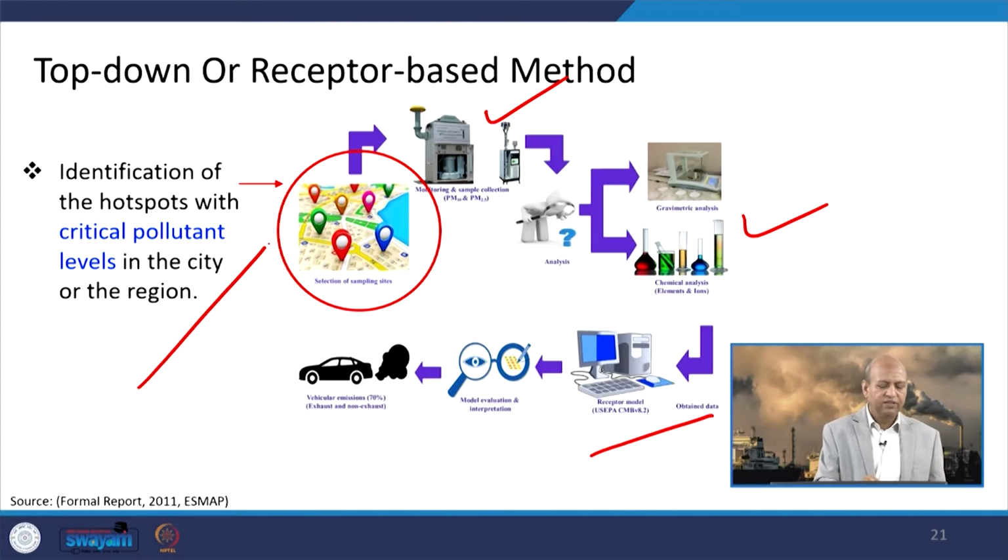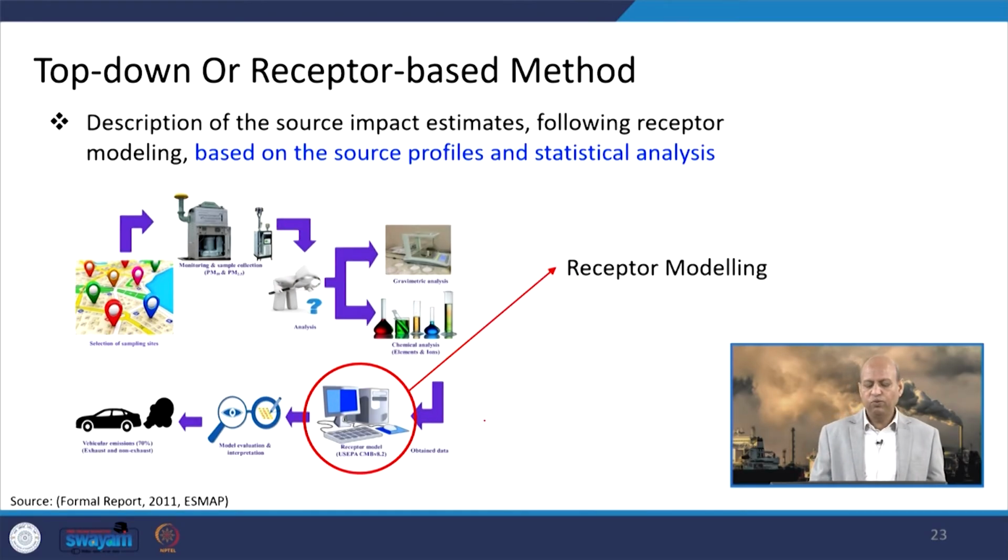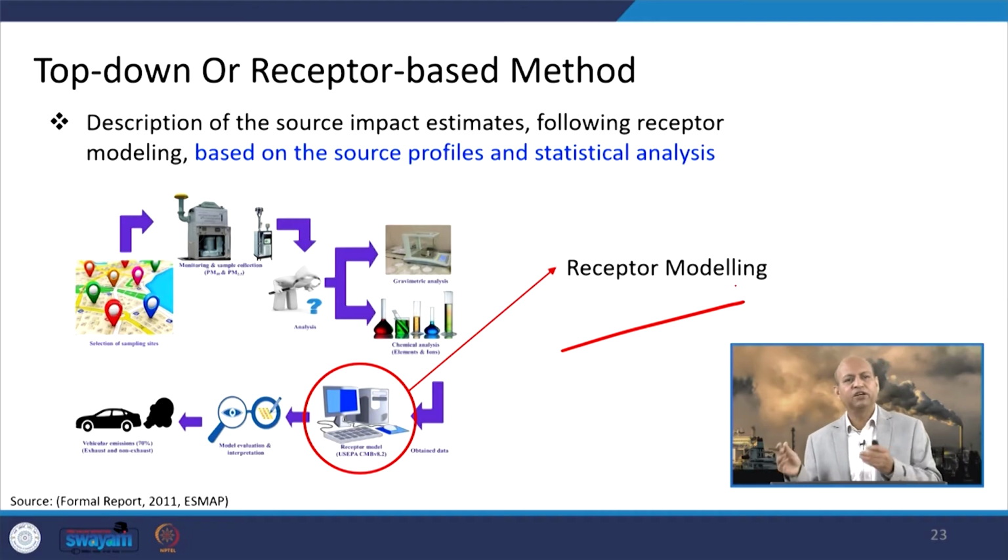So, first of all, the critical pollutant levels have to be identified, those locations where a lot of pollution is there, right. The second is identifying the chemical composition of the particulate pollution. For that we have to do chemical analysis in the laboratory basically. So, sample collection and then measurement of those samples and taking them to the laboratory for chemical analysis, so that we can know the several kinds of pollutants or toxic chemicals available in those particulate pollutants. Then we go for receptor modeling, like chemical mass balance or PMF etc., which we will see later on.